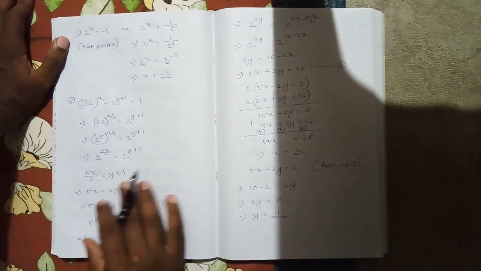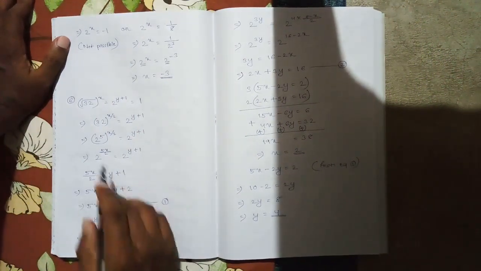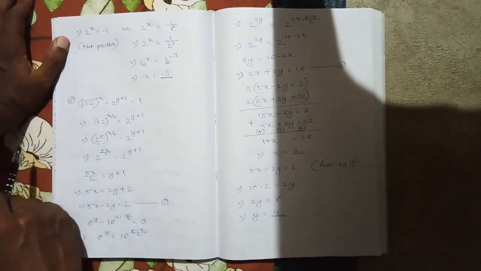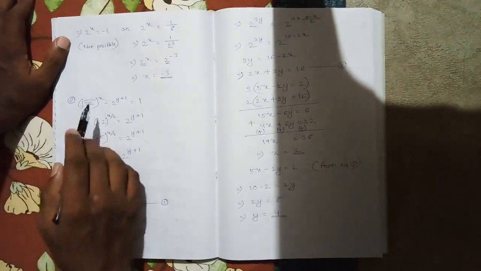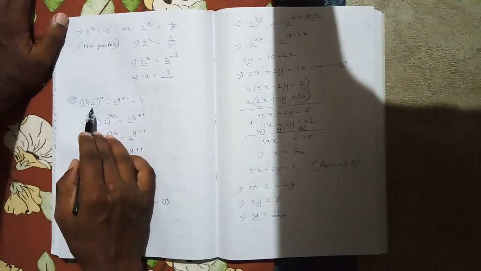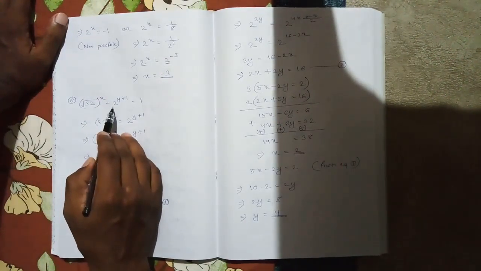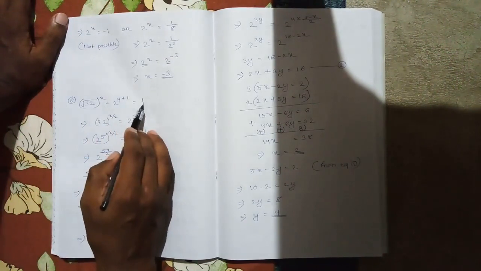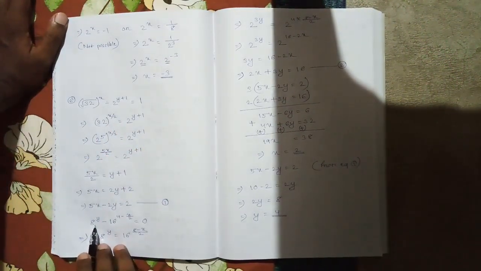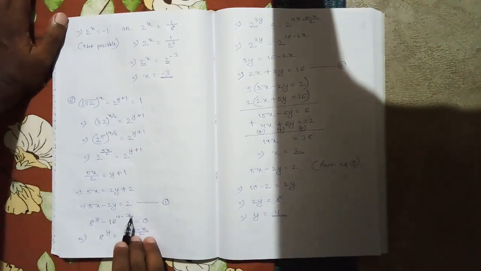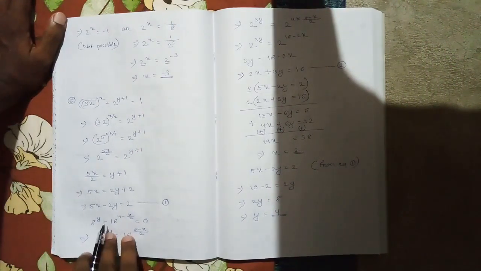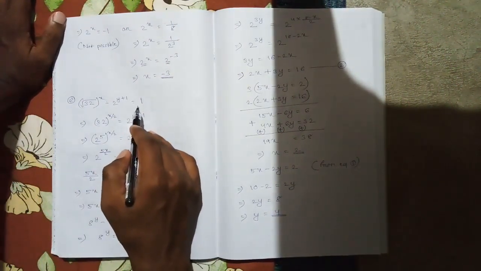Now question number 6. We have two equations and we have to find values of x and y. Okay, the first equation is square root of 32 whole power x minus 2 power y plus 1 is equal to 1. The second equation is 8 power y minus 16 power 4 minus x by 2 is equal to 0. Okay, and we have to solve for x and y. Let us move to the first equation first.